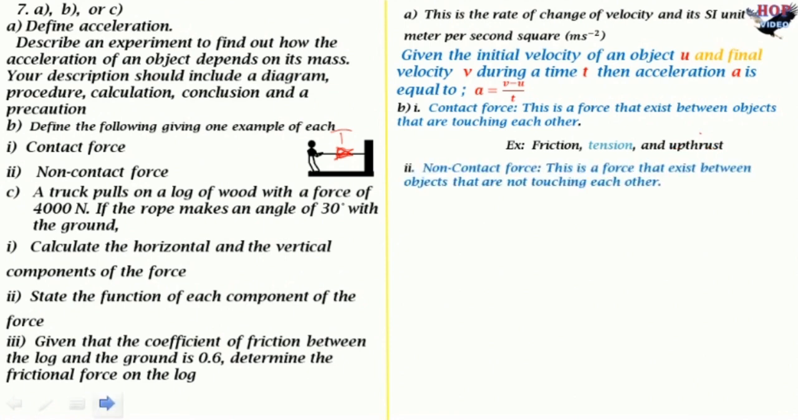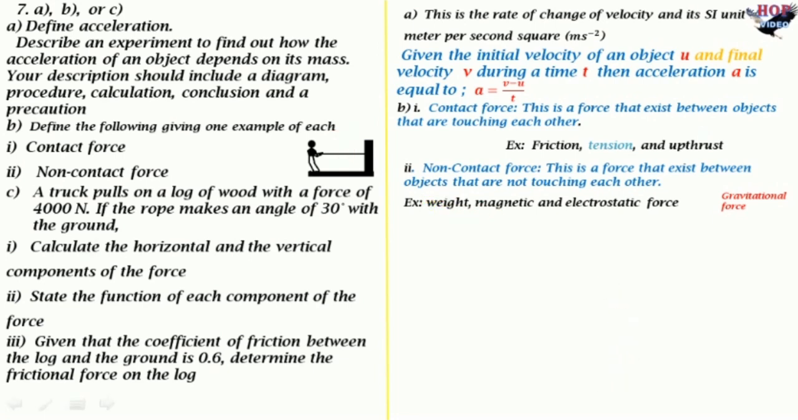B2. Non-contact force. This is a force that exists between objects that are not touching each other, meaning that the objects are not in physical contact, but there is an attraction or repulsion between them, and this attraction or repulsion is known as a non-contact force. Examples include the weight, magnetic force, and electrostatic force. Here, gravitational force is another name for the weight. Take note. So either we say weight or gravitational force.